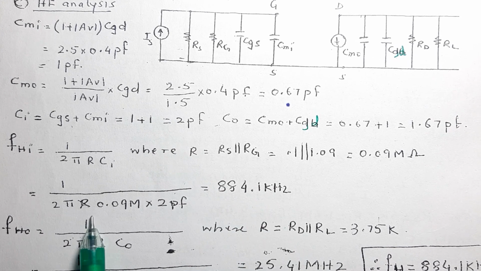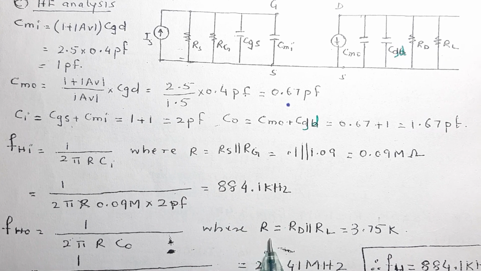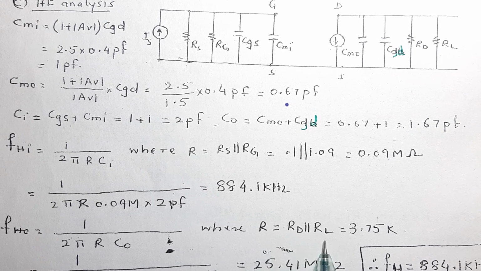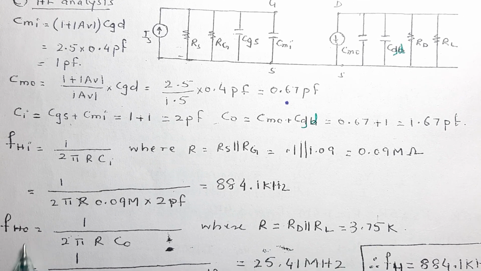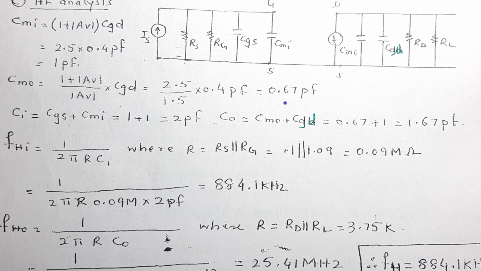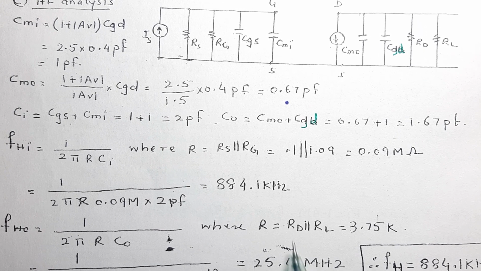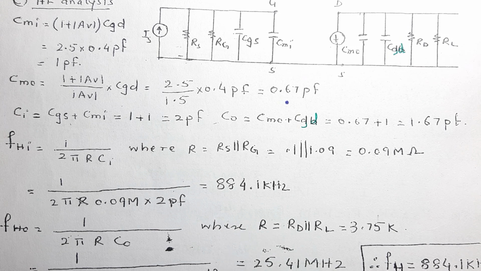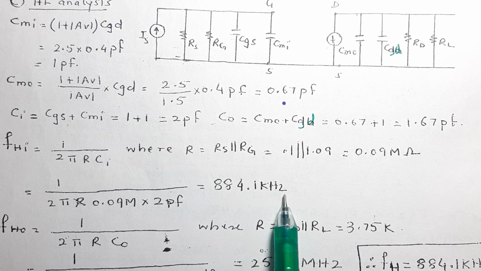Your FHO is given as 1 upon 2 pi into R CO, where your R is given as RD parallel RL, which is equal to 3.75k. So the value of FHO turns out to be 25.41. Selecting the lowest of both of them, we select FH as 884.1 kilohertz.